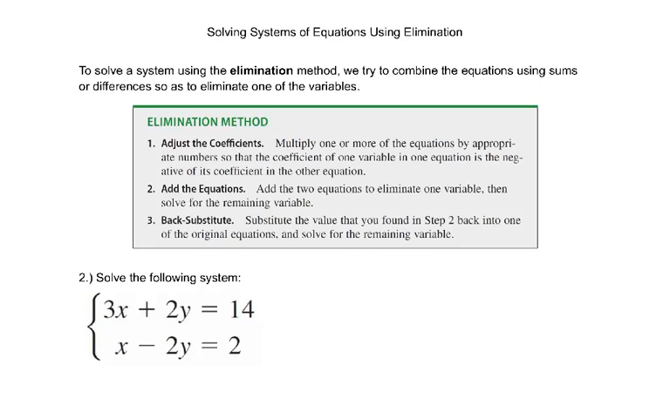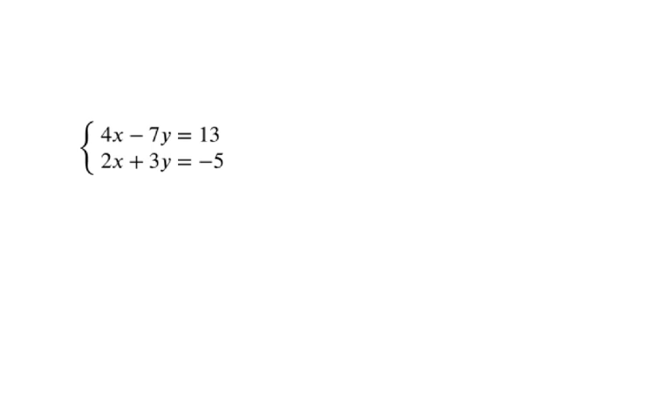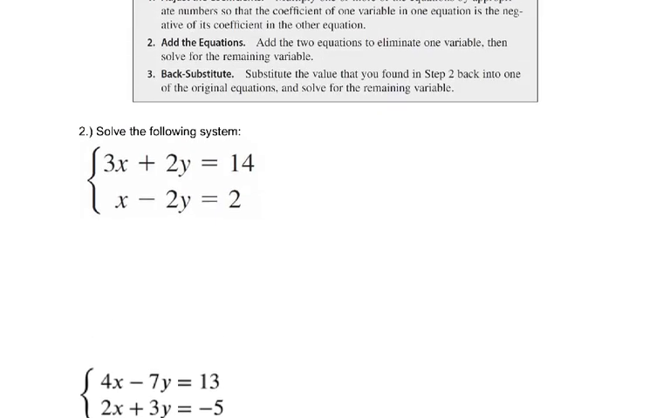So this video will look at the third and last method of solving systems of equations, and that is using elimination. With elimination, we try to combine the equations using sums or differences, trying to eliminate one of the variables, like eliminate the x or the y. Sometimes this method may be pretty straightforward, as in this example, but sometimes you may need to multiply the coefficients by certain numbers to help in the process of elimination. So let's look at these examples.